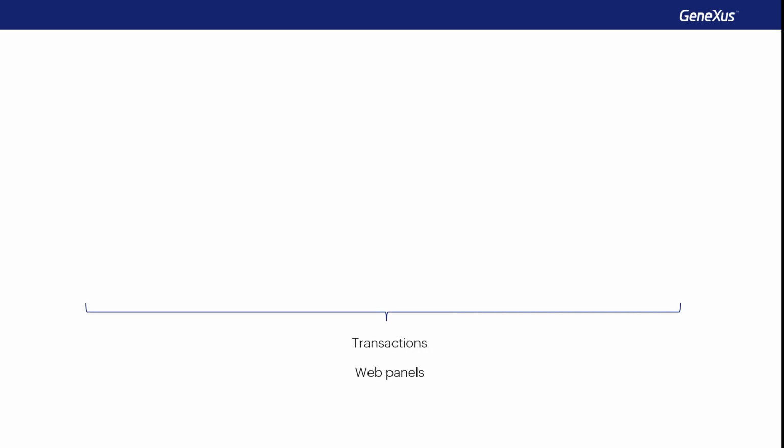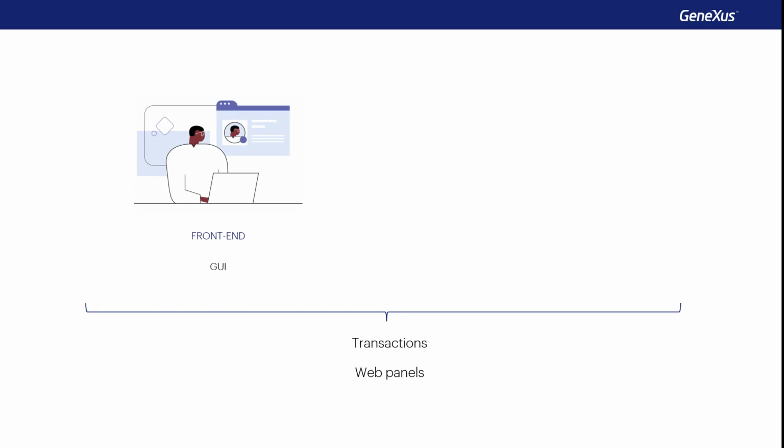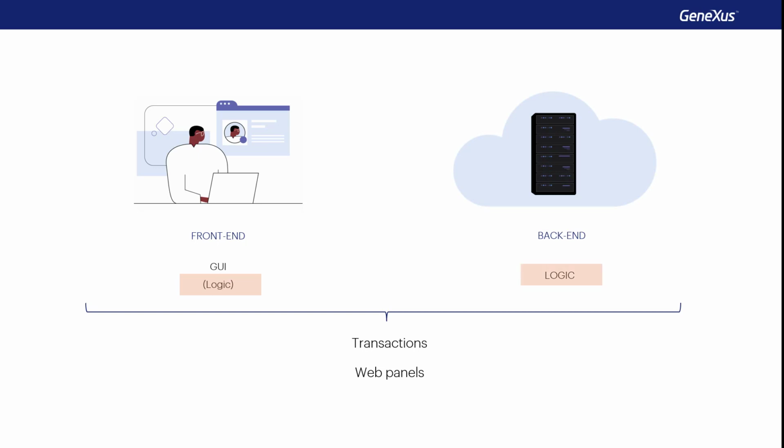Every screen that the user interacts with, whether it's a transaction or a web panel, has a visual part that's displayed in the browser and belongs to the front end of the application. Also, they have a logical part that's a little bit on the client and much more on the server, the back end, especially the one related to data retrieval and manipulation, as well as heavy processing.